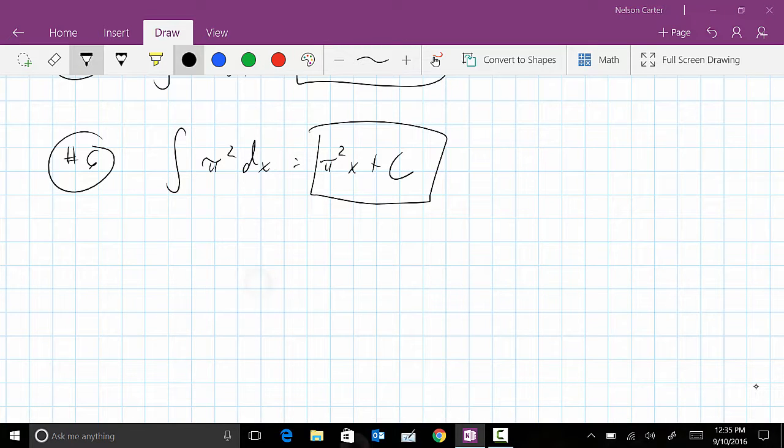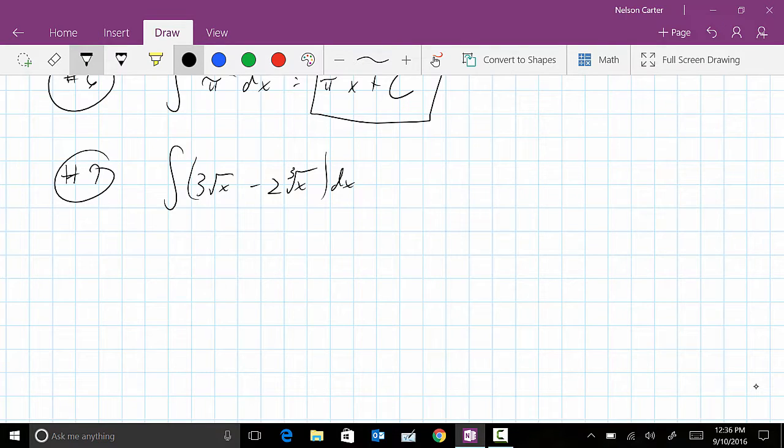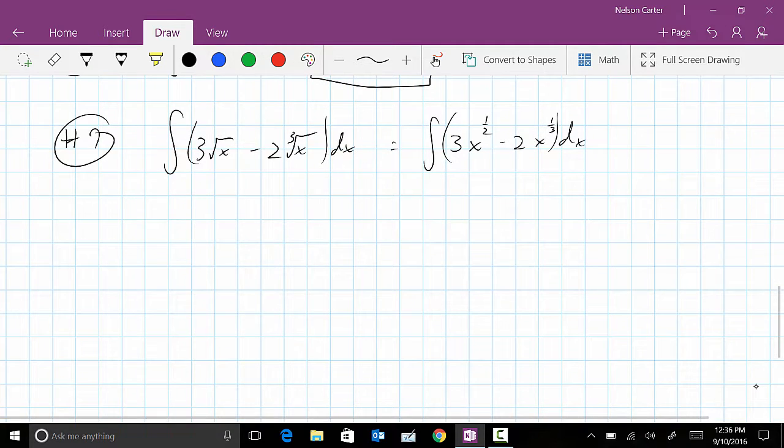Okay, so here's one. Number 7. What is the integral of, say, 3 times the square root of x minus 2 times the cube root of x dx? All right, well here, what I would do is I would first rewrite these in terms of rational exponents. So 3 times x to the power 1/2 minus 2 times x to the power 1/3 dx. And then now all you're going to need to do is do the power rule.